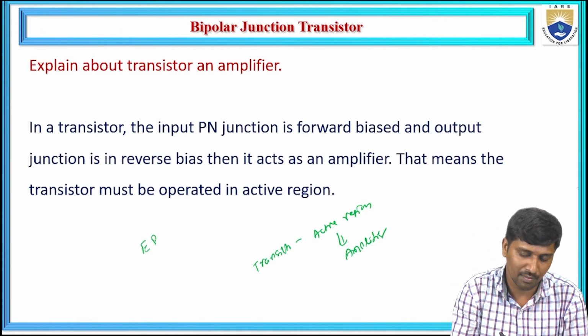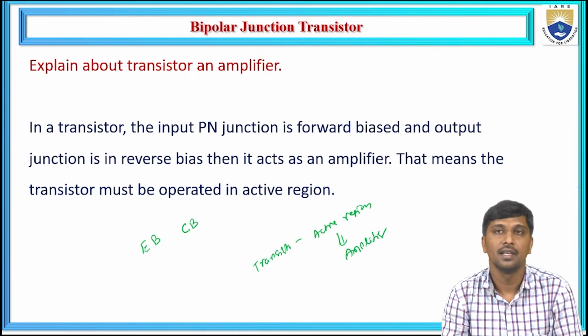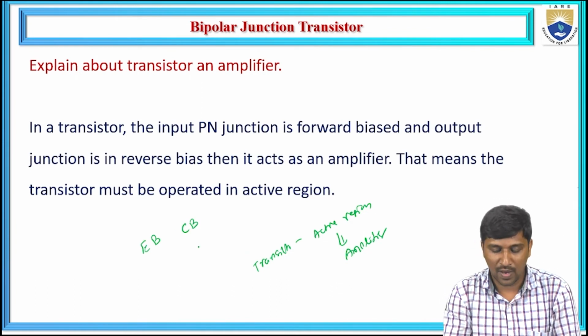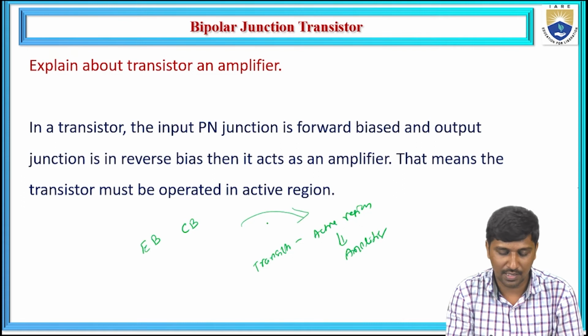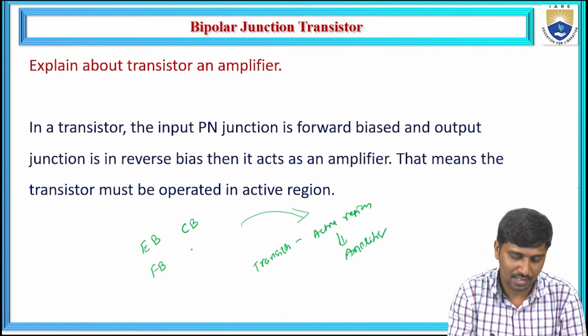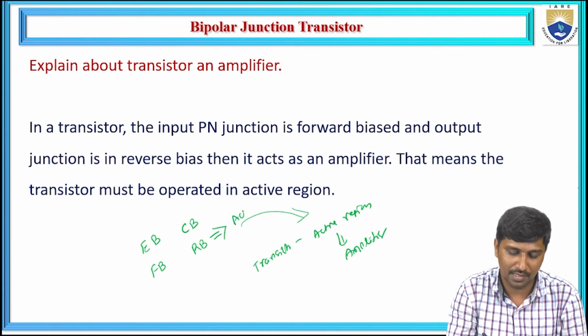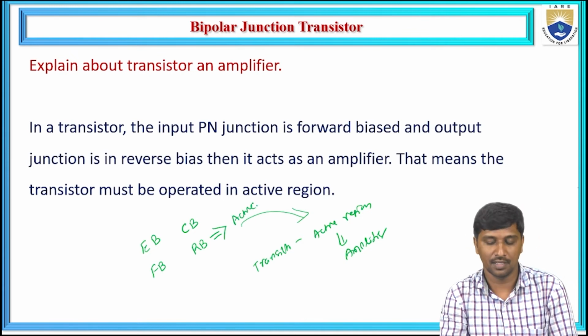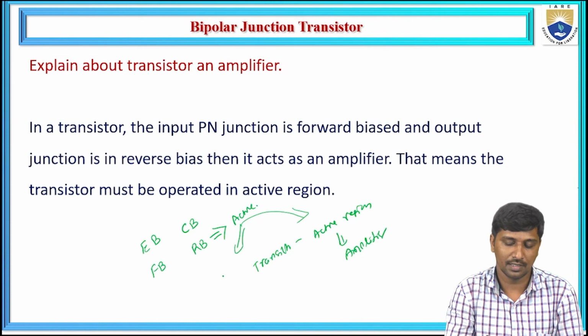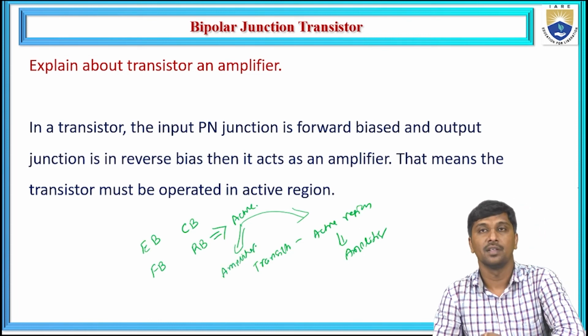One is the emitter base junction, another is the collector base junction. When it enters the active region, the emitter base junction is forward biased and the collector base junction is reverse biased. Now the transistor has entered the active region. Only in this active region does the transistor act as an amplifier. So that is the reason.